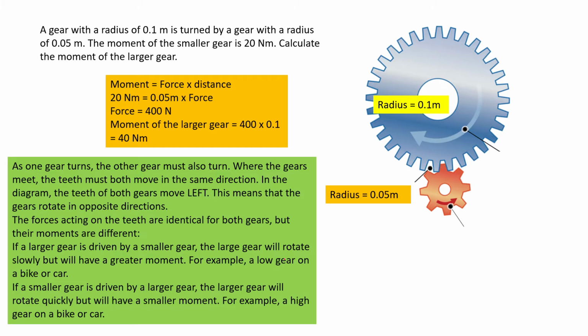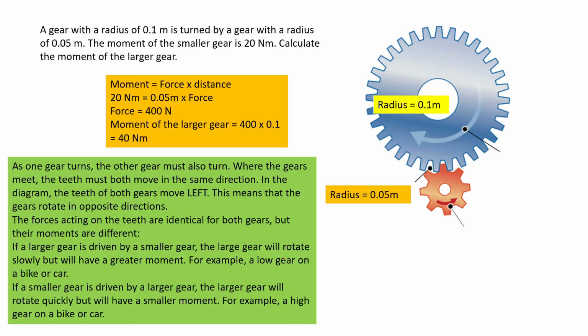Now, because of Newton's third law, it's the same force but in the opposite direction. So the moment of the larger gear will be the same force, but then you multiply by the distance, and in this case it's the radius, which is 0.1 meters. So it's 400 times 0.1, 40 Newton meters.